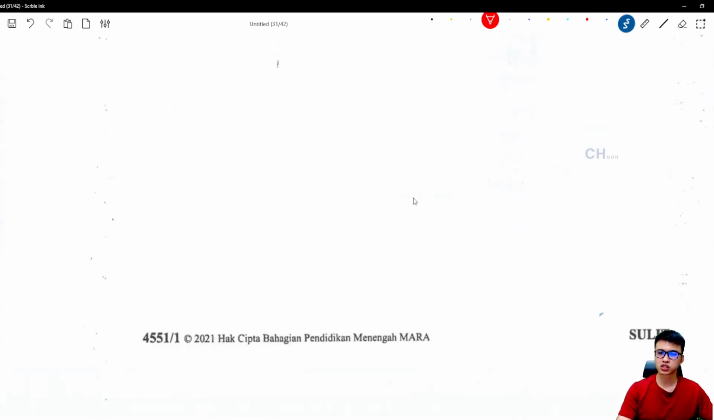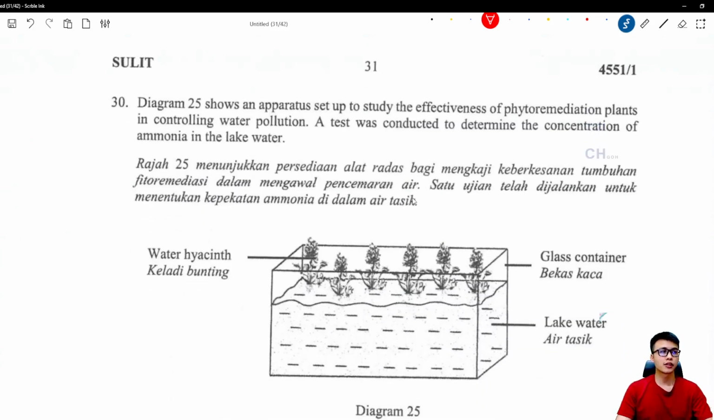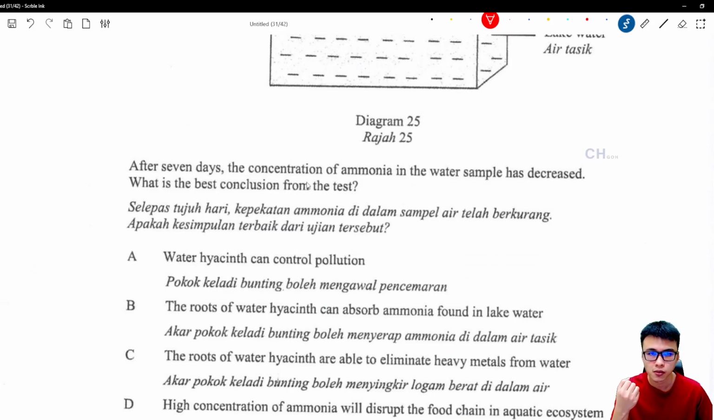Let's go on. Question 30. Diagram 25 shows an apparatus set up to study the effectiveness of the phytoremediation. You want to conduct the experiment to study the concentration of ammonia in the lake water. What is the best conclusion for the test?